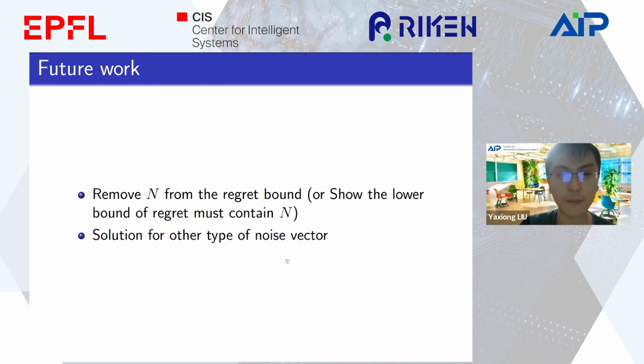In future work, we hope to remove the parameter n from the regret bound, or show that the lower bound must contain n. Or we hope to consider other kinds of noise vectors, for instance spherical loss vectors, or where the loss vector is sparse. Okay, thanks.